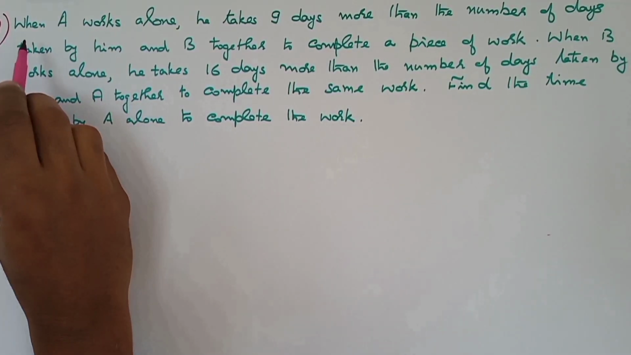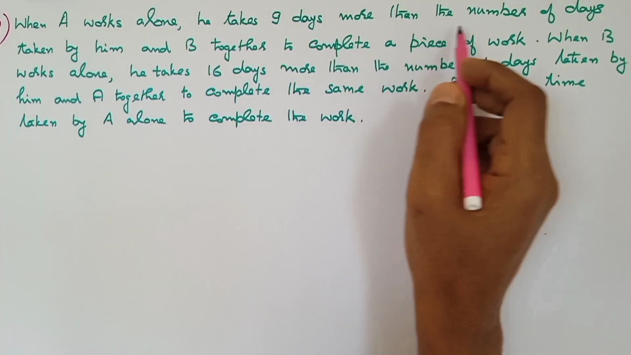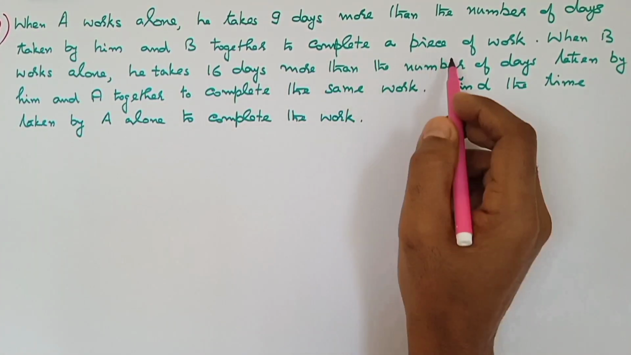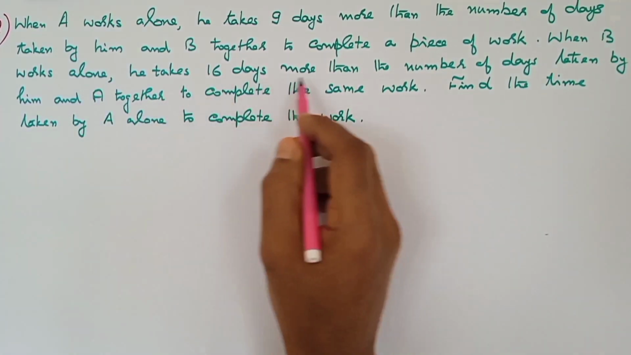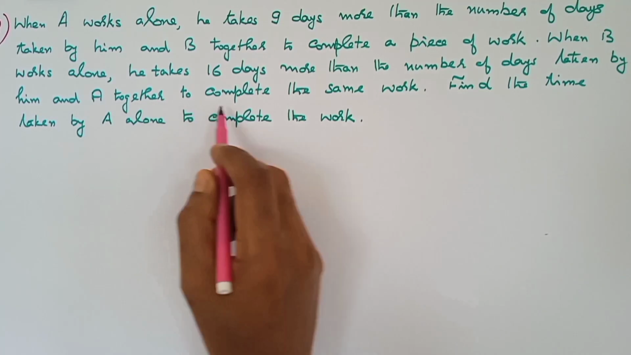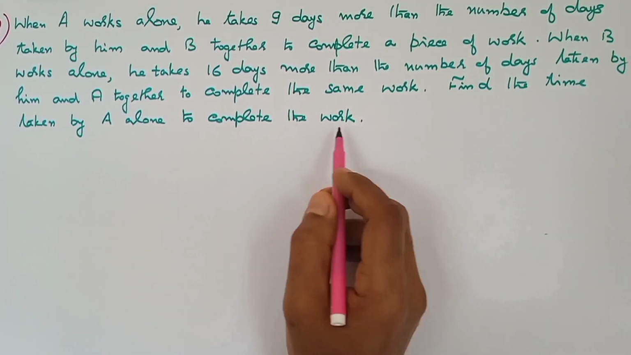The second problem is this. When A works alone, he takes 9 days more than the number of days taken by him and B together to complete a piece of work. When B works alone, he takes 16 days more than the number of days taken by him and A together to complete the same work. Find the time taken by A alone to complete the work.